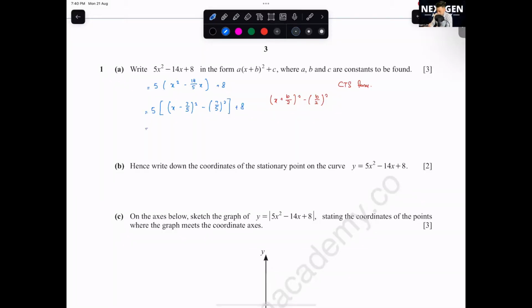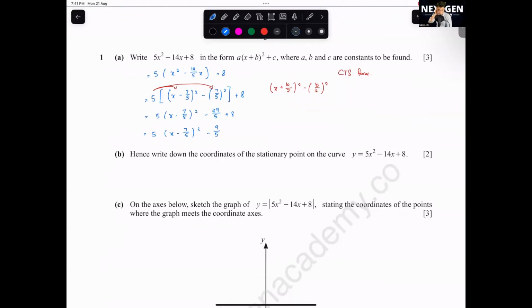Then open up the big bracket. Here you get 5 bracket x minus 7 over 5 squared. This one I'm just going to put straight into the calculator: minus 49 over 25 times 5. You'll get minus 49 over 5 plus 8. Simplify it. You'll get 5 bracket x minus 7 over 5 squared minus 9 over 5. Okay, I'll go really fast.